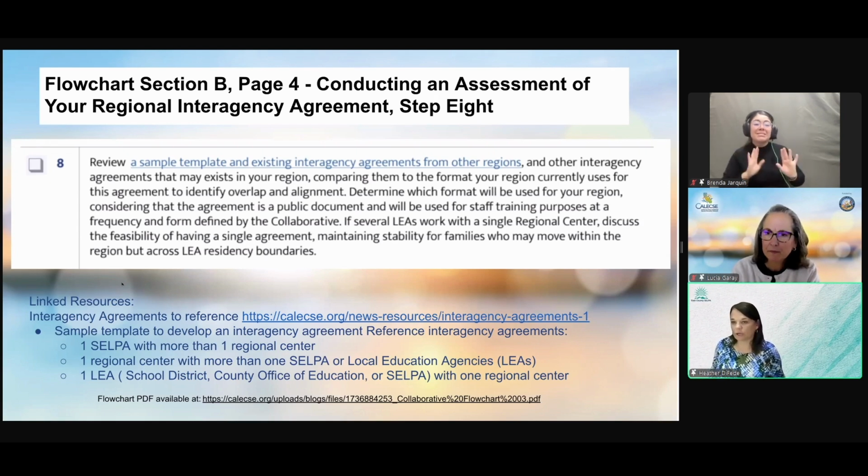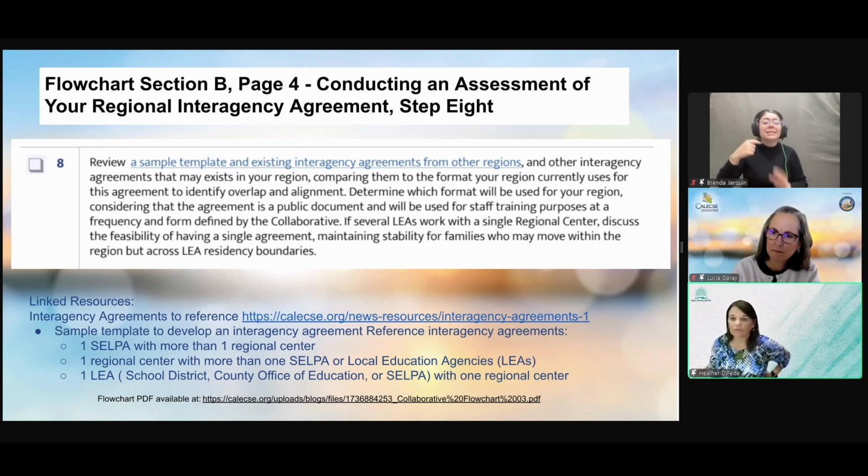So back to the flow chart, section B, page 4 now, we're on step 8. You can review some sample templates of different interagency agreements from other parts of the state. That was something we started with. We had our practice, and I know like Dylan Henry and those in Orange County, we really liked the layout that they had. It was very clean and simple. So that was even a first agreement we had to have. Like, what is this going to look like?